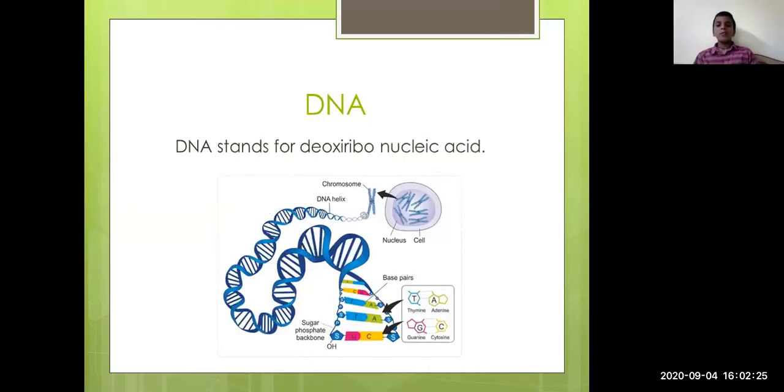Now let's know about DNA. DNA stands for deoxyribonucleic acid. As I told you, inside genes DNA is present. Thymine, adenine, guanine, and cytosine: these four mix and make DNA. Thymine and adenine are a pair, and guanine and cytosine are a pair.